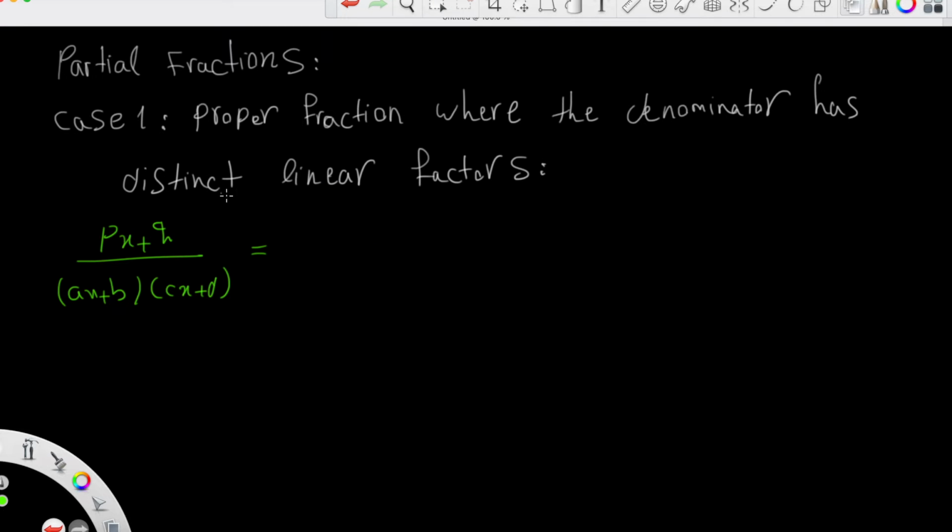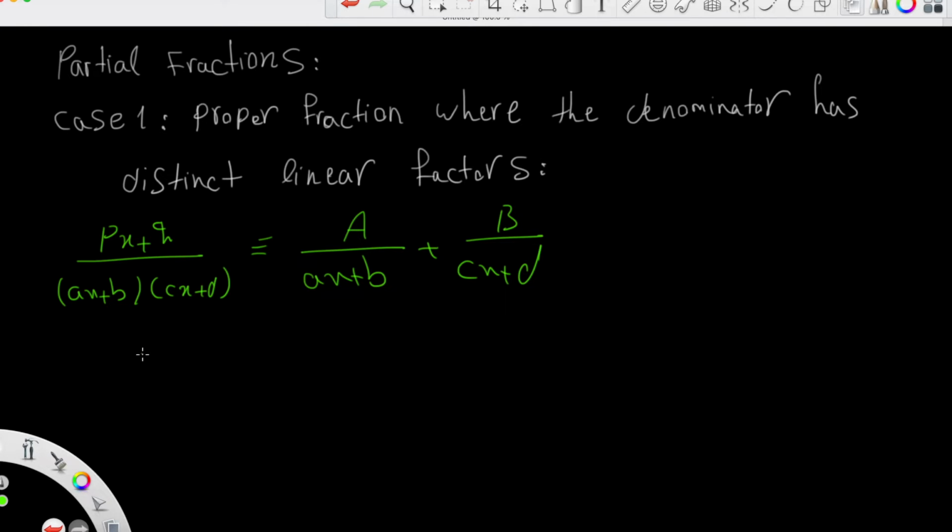The title is has distinct linear factors. There are two distinct linear factors, ax + b and cx + d. It can be split into these fractions: A over (ax + b) plus B over (cx + d). A and B, I mean capital A and capital B, are the unknowns to be found, because p, q, a, b, c, d are known. Actually, they are coefficients of the given question.